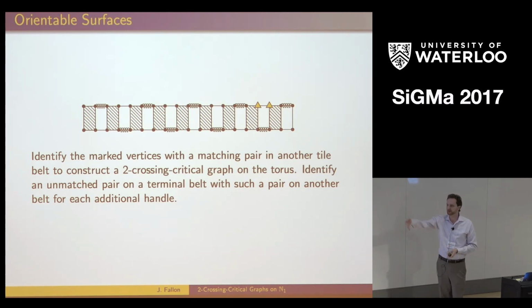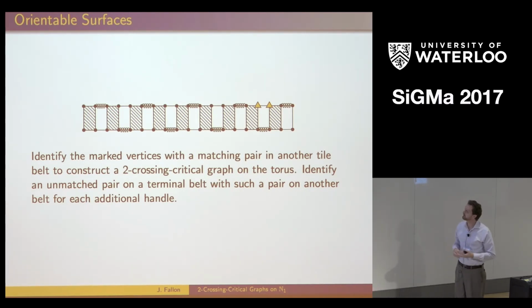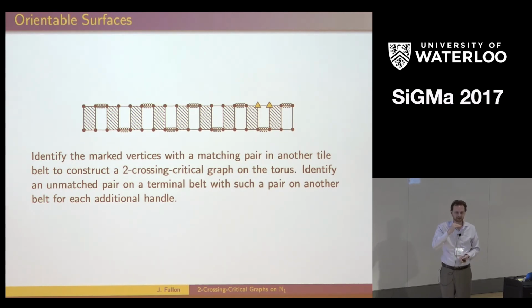And if I keep doing this, I add 1 more of these tile belts with a new cleavage unit for each handle, that we get a 2 crossing critical graph for an orientable surface of whatever genus you please. And the barrier to 3 connectivity is exactly the genus, the number of cleavage units we have.